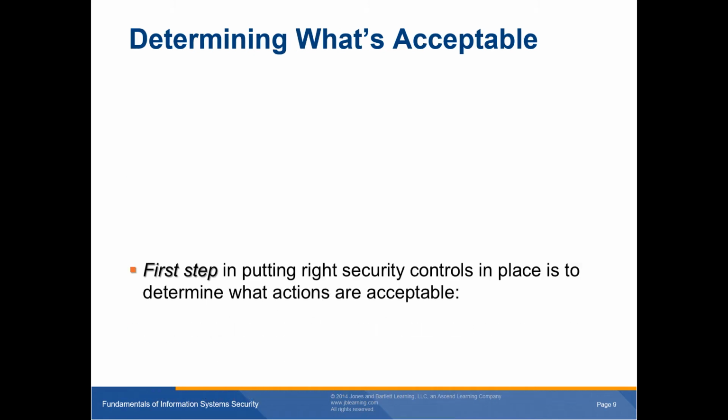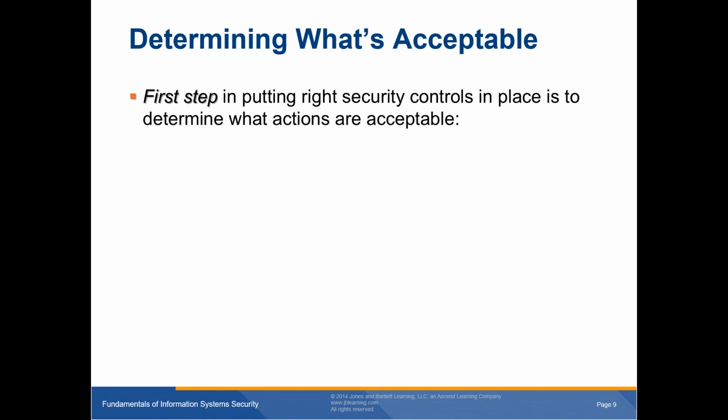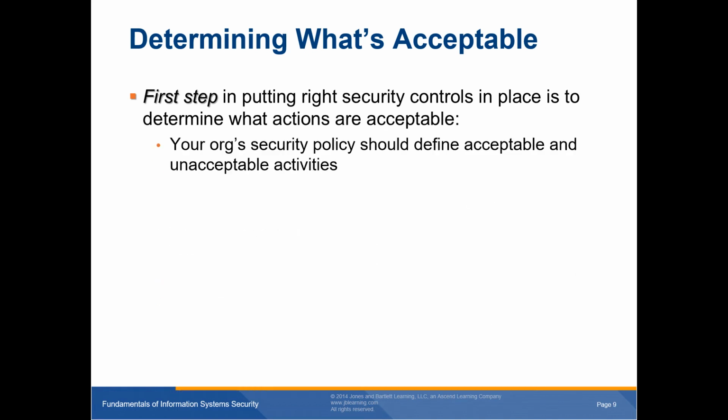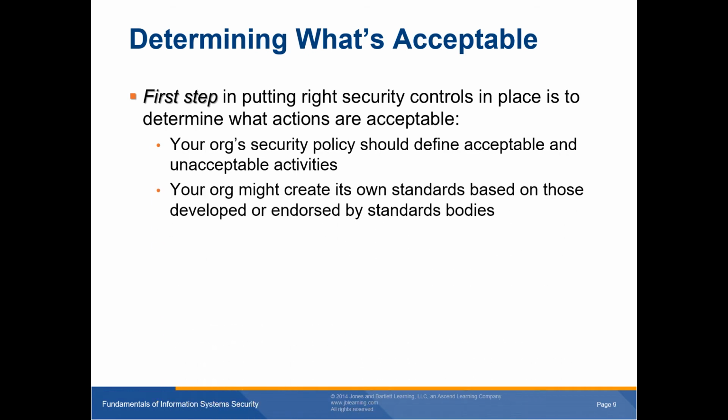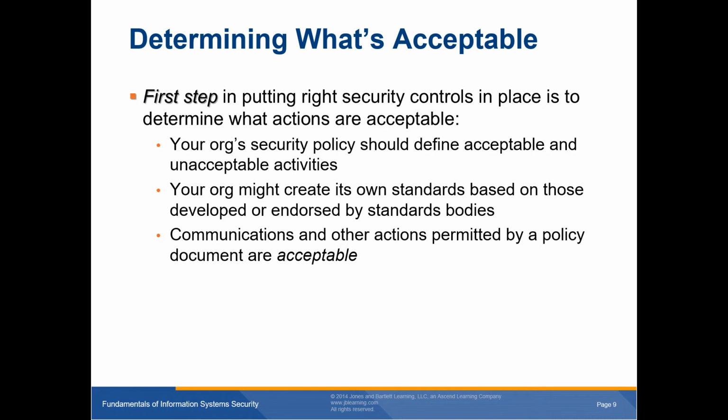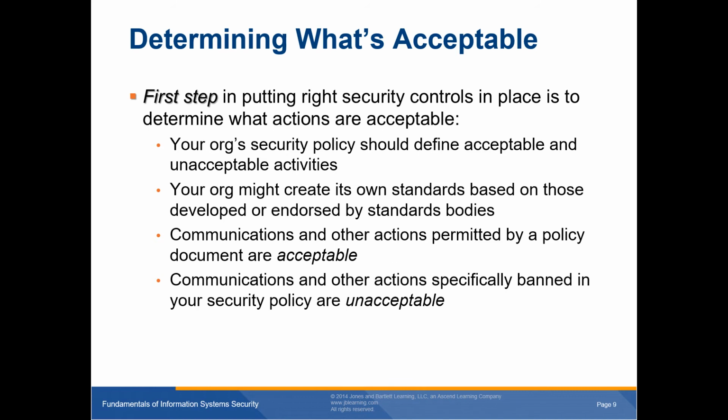Determining what's acceptable. The first step in putting the right security controls in place is to determine what actions are acceptable. Your organization's security policy should define acceptable and unacceptable activities. Your organization might create its own standards based on those developed or endorsed by standards bodies. Communications and other actions permitted by a policy document are acceptable. Communications and other actions specifically banned in your security policy are unacceptable.